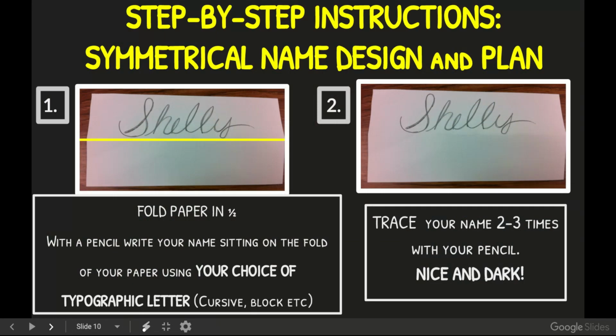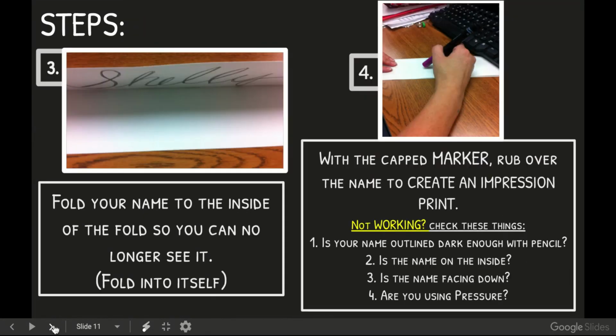Step by step, if you're going to do symmetrical name design. Check out Shelly here. She folded her paper in half, and notice she wrote her name quite large on the top half. You do not have to write in cursive. It is your choice of typographic letter. It says so here. You're going to trace over it multiple times with pencil. Make it nice and dark because you need that graphite to transfer.